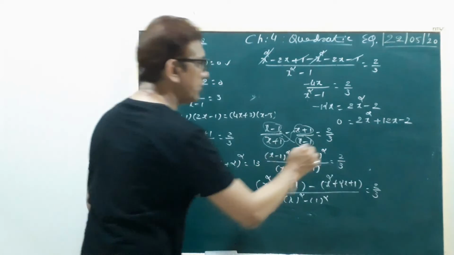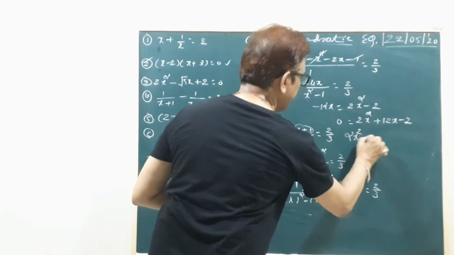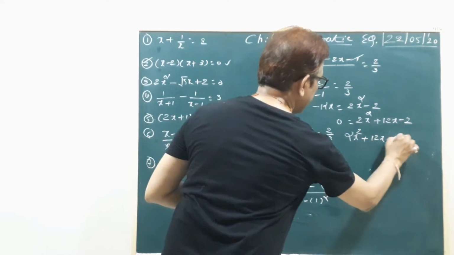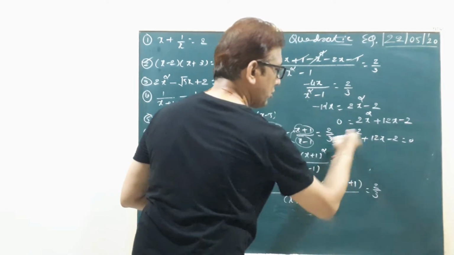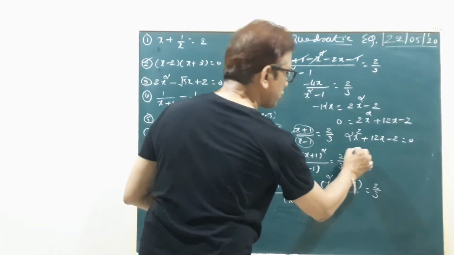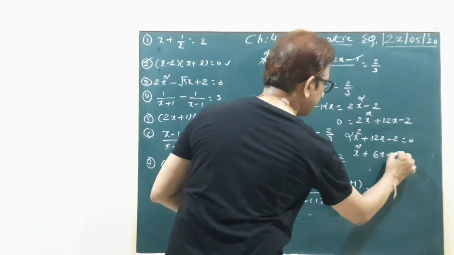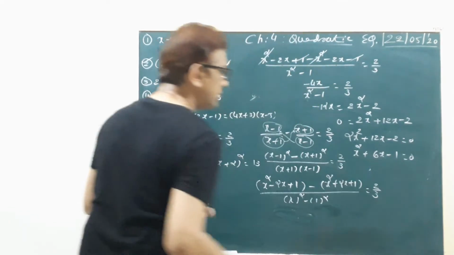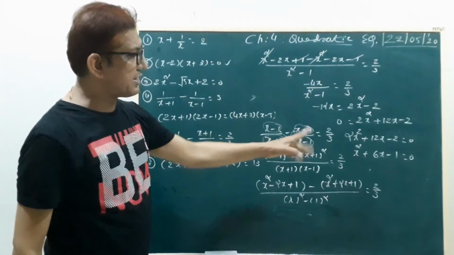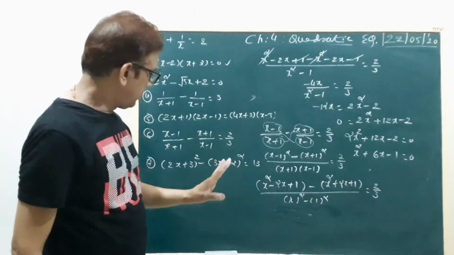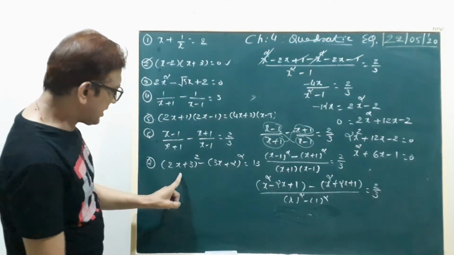Highest power is standard form. We write here this one: 2x square plus 12x minus 2 equal to 0. Here the whole equation is divisible by 2 also, so we can write also this one: x square plus 6x minus 1 equal to 0. Right? So this is your quadratic equation. Is that clear? Okay.